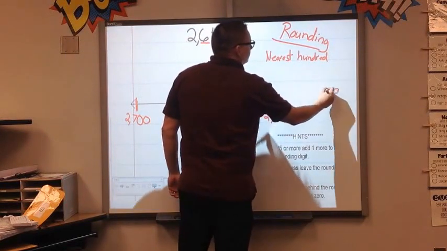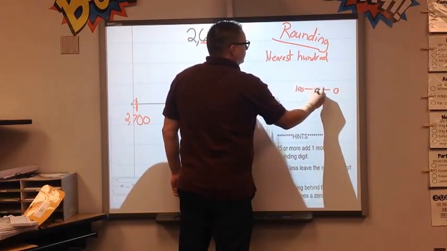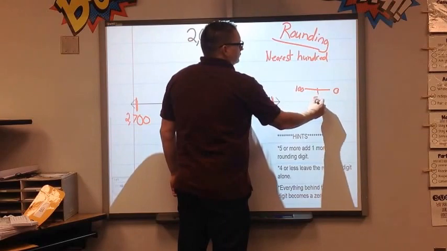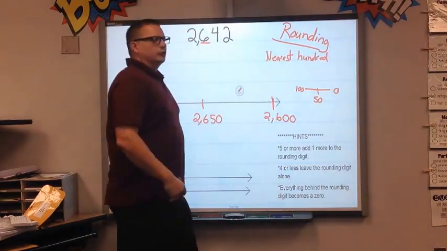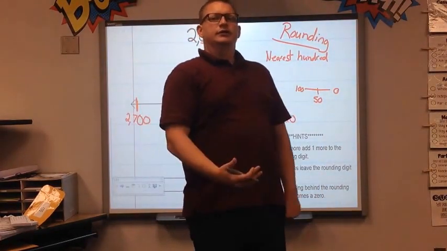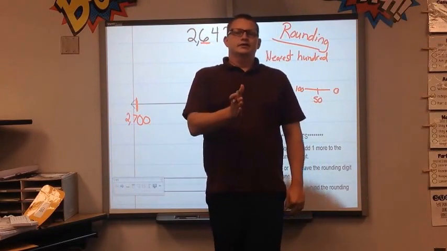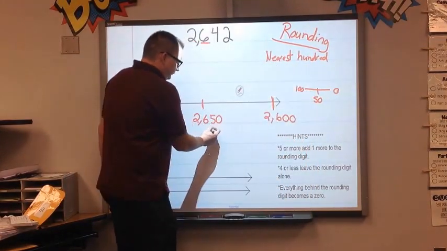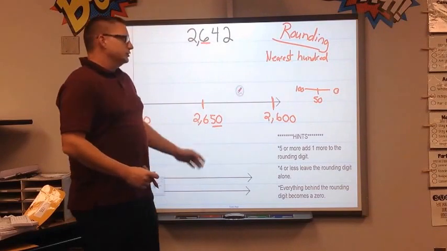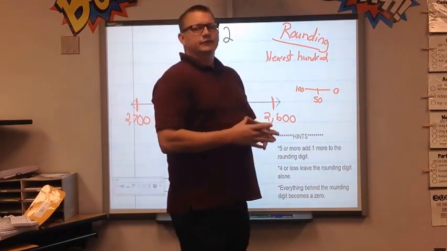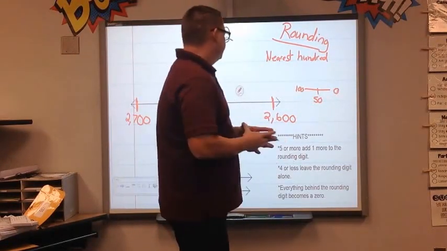In between 0 and 100 on the number line, what goes right in the middle? 50, right? So anytime you're doing anything rounded to the hundreds, you're always going to have that 50 in the middle, right? You see the 50 right here? Okay. Now I know we got a much bigger number, but you're always going to have a 50 that goes right in the middle, okay?